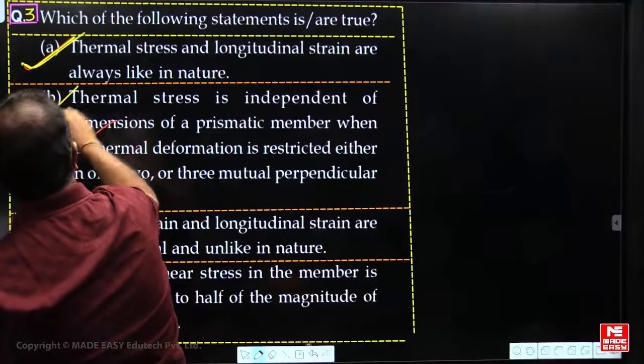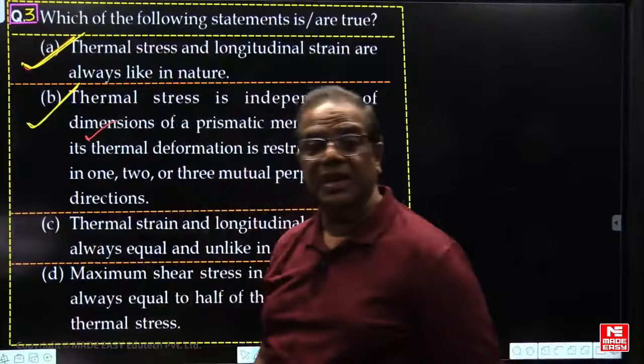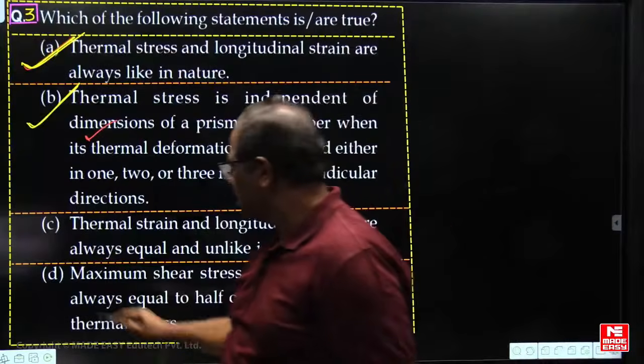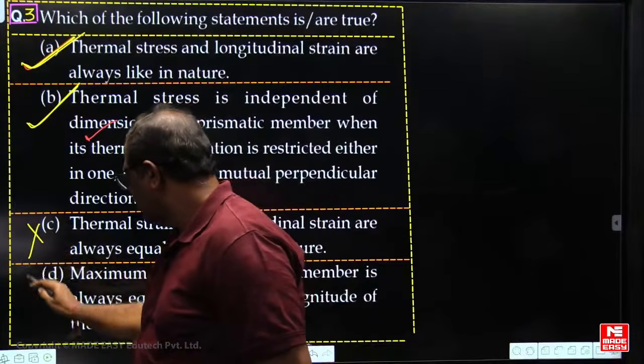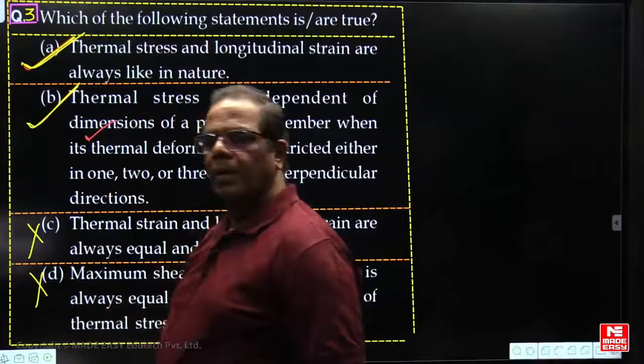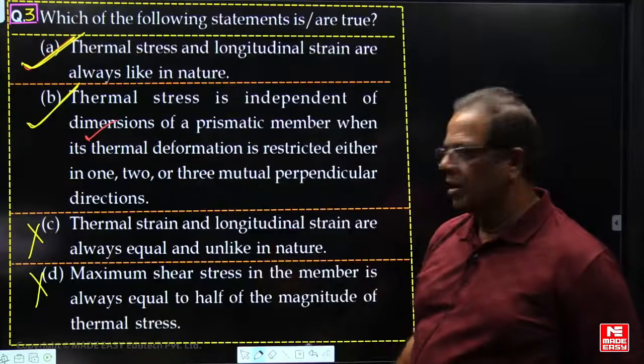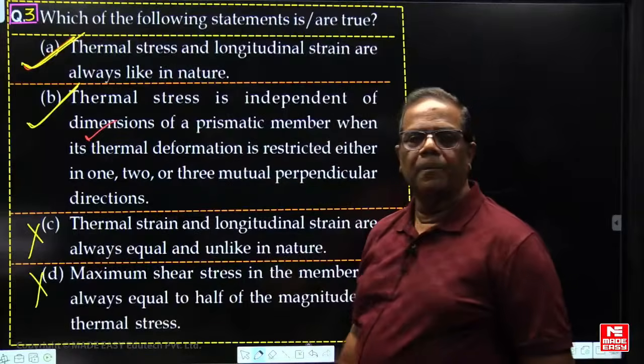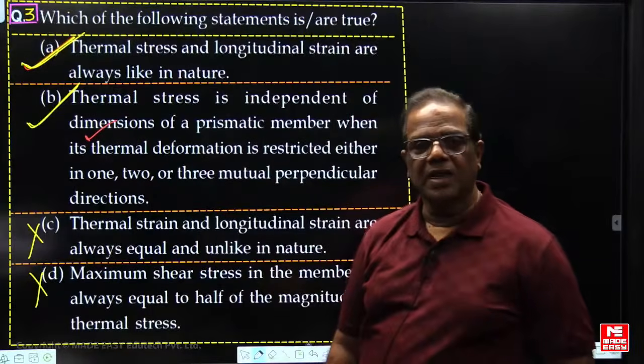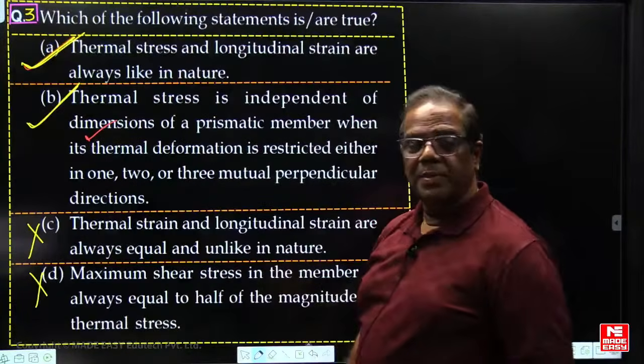This statement is also true. Some students have selected C and D. It's not correct now. Why is this statement incorrect now? Because it says "always". When is this statement correct now?